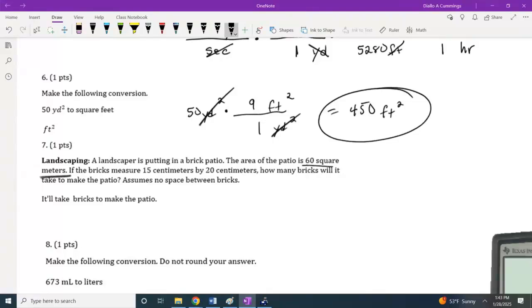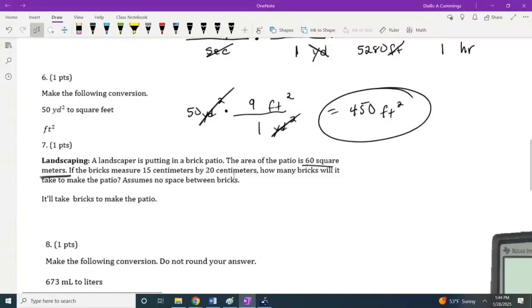They're giving us 2 sets of measurements. The area of the patio is in square meters. They're giving us the dimensions of the bricks in centimeters. So what we're going to have to do is convert everything to square centimeters, and then we're going to have to divide. So here's what I mean.